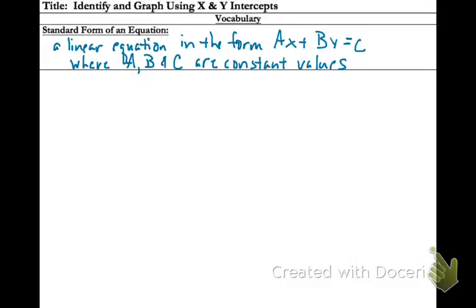Concept 20, identifying and graphing using XY intercepts. We're talking about linear equations again. This time we're talking about a linear equation in a different form than what we've worked with before. This is called standard form of an equation, and it looks like this: ax plus by equals c. And that's where a, b, and c are constant values. X and y are variables.